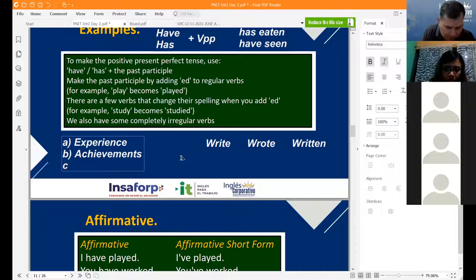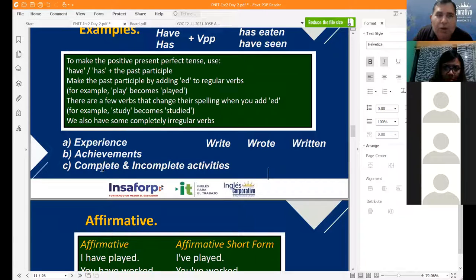Now, what's another use? We use this to talk about complete and incomplete activities. When we talk about completed activities, we say, I have eaten. I have already eaten. I have just eaten. Those are complete ideas. For incomplete activities: I haven't eaten yet. Or you say, I'm eating. I haven't finished eating yet. I haven't finished.